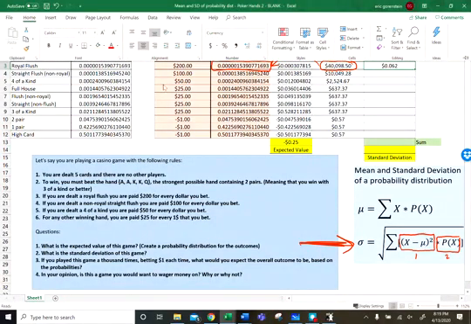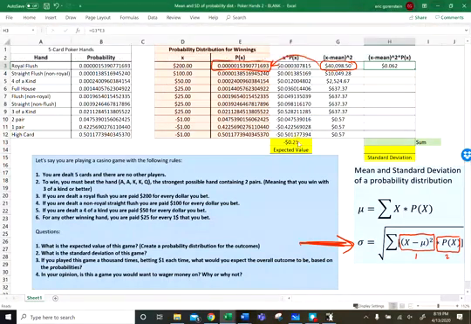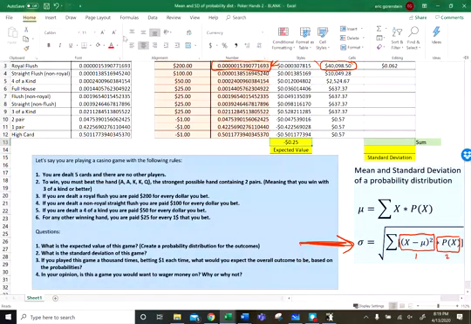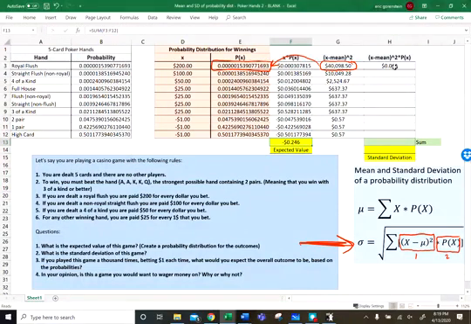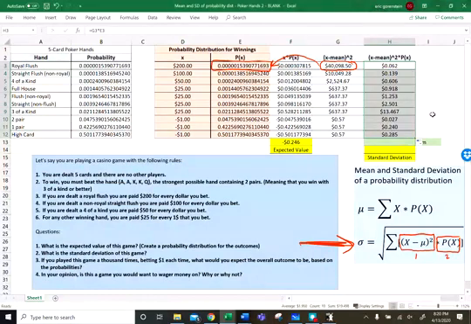Remember the mean and the standard deviation, so technically we should round this also to 3 places. The rounding rule for mean and standard deviation is 1 more decimal place than your original data, and our original data is to the nearest penny. Okay, so we'll drag this down. All right, now we've done the X minus the mean squared. Then we've multiplied each one of those by P of X.